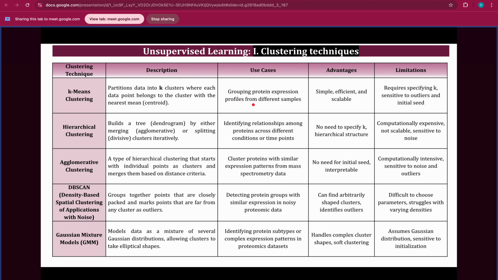And how you can use it in proteomics: you can use it to group the protein expression profiles from different samples. The advantage of k-means clustering is that it is simple, efficient and scalable, so you can use it on a huge amount of data and it will not create any issue. But the limitation is that you have to specify the number of clusters, which is k, because in some cases you have a lot of data and you don't know how many clusters could be present.